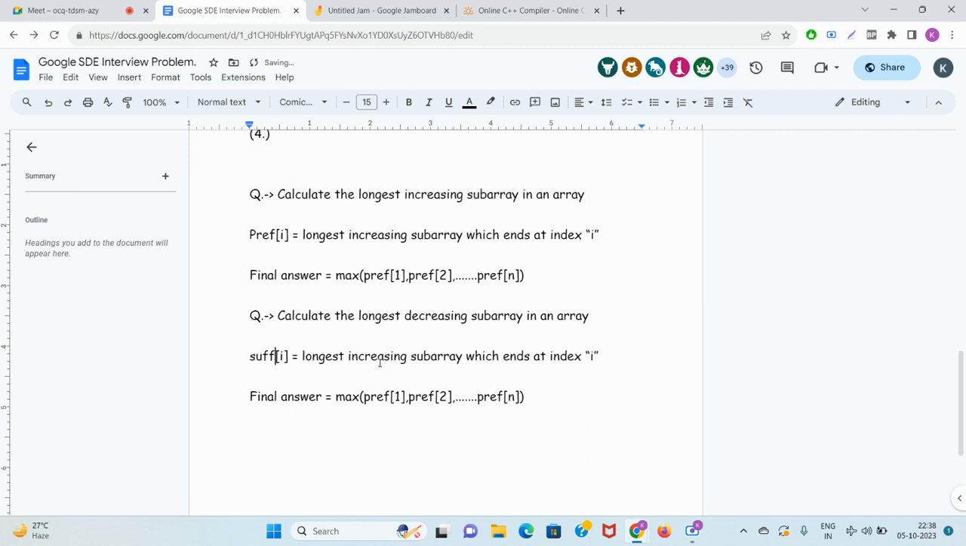Now I will use the suffix array. Suff of I should tell you the longest decreasing subarray which starts at index I. And the final answer will be the max of all of them, suff of 1, suff of 2, till suff of n.